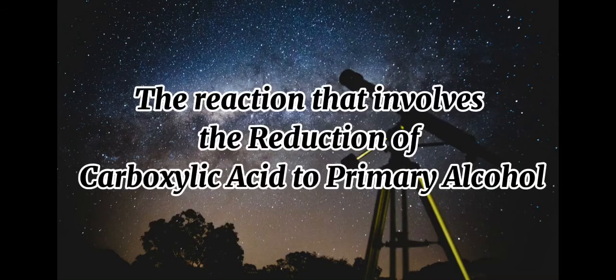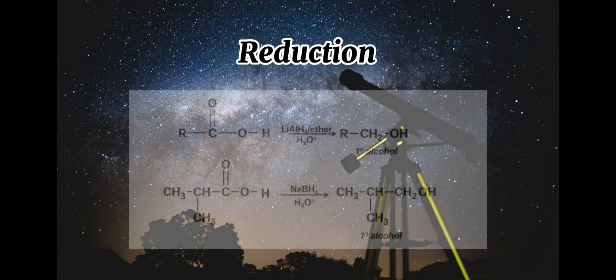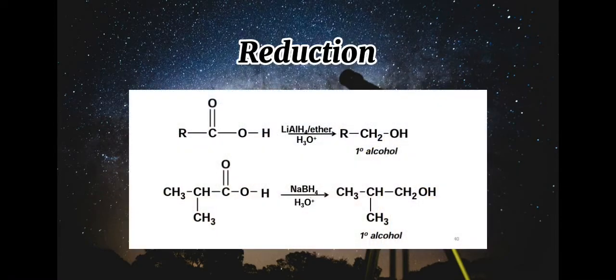The reaction that involves the reduction of carboxylic acid to primary alcohol is reduction. Carboxylic acids are reduced to primary alcohols by reacting with reducing agents such as lithium aluminum hydride and sodium borohydride.